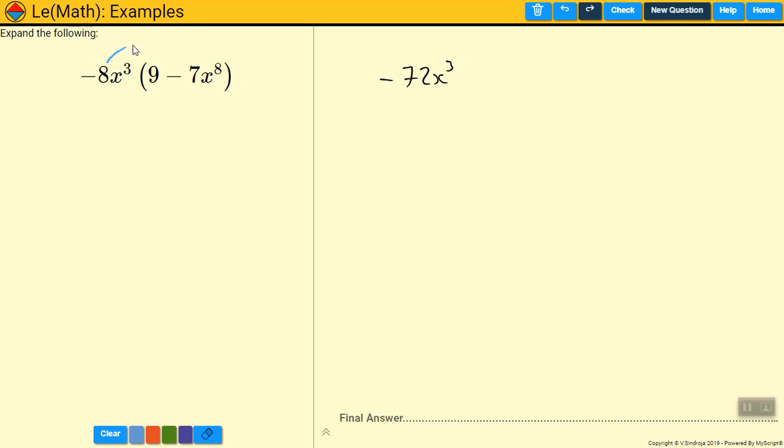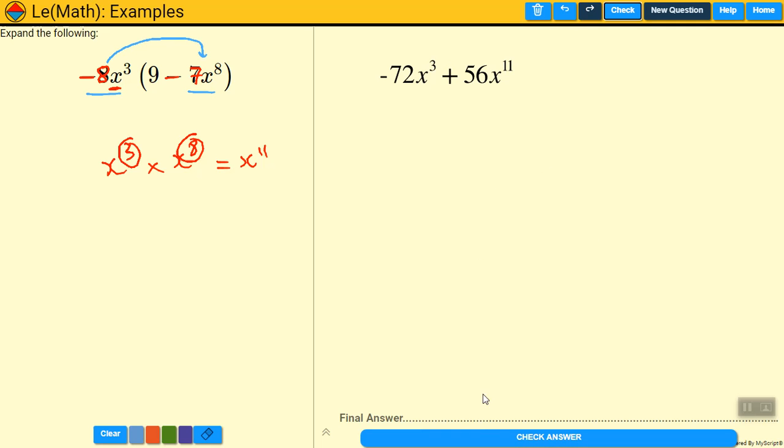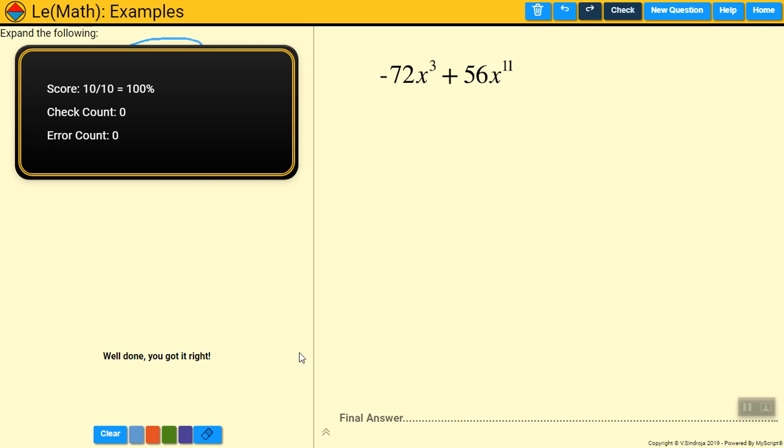Now this is where it gets a bit tricky. We're going to multiply this term with the last term here, but we need to think about signs. Minus 8 times minus 7. Two minuses make a plus, so it's going to be plus, and 8 times 7 is 56. So it's positive 56. And now we need to sort out the x term, so it's x cubed times x to the power of 8. So what do we do with powers when we're multiplying? We add them together. So that's x to the power of 11, so that's what goes on the end. And there you go, there's your answer. Let's check that. It's right, no errors there.